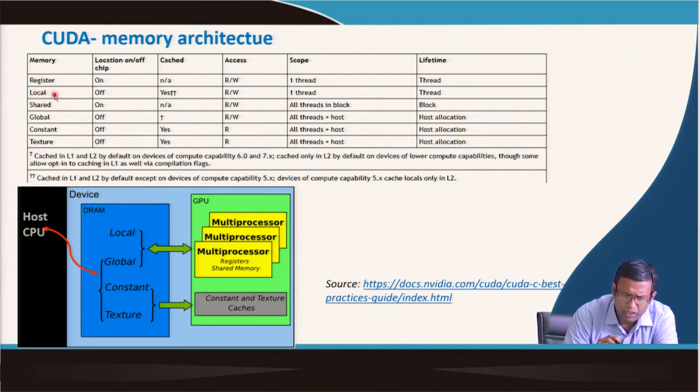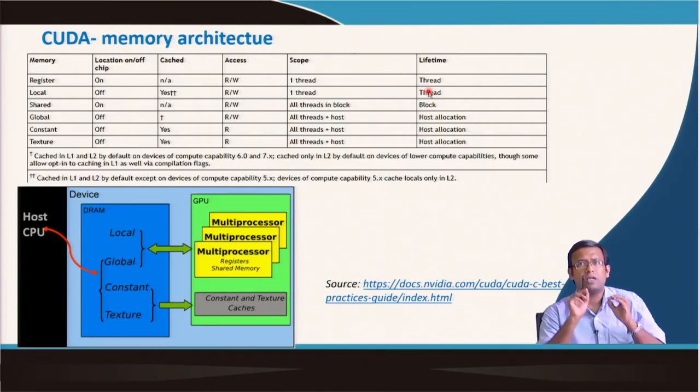The local memory is cached. Local memory resides on device RAM. It is cached in L1 and L2, and for compute capability 5 it is only cached in L2, but for other devices it is cached in L1 and L2. So it is an off-chip memory, but it is cached in between the RAM and the GPU chip. Its lifetime is also that of the thread.